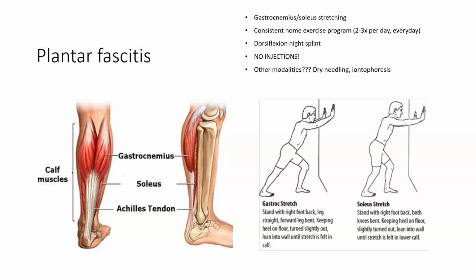If those stretches don't seem to be doing it, then what we'll do next is initiate a dorsiflexion night splint. So basically a splint that stretches out the calf for 6, 7, 8 hours overnight, and basically functions as some physical therapy overnight for you.